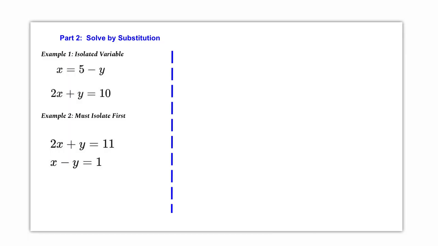Okay, so for the first one, let's rewrite the equation. It says x equals 5 minus y. As you can see, the variable is isolated, so that makes it a bit easier to solve.